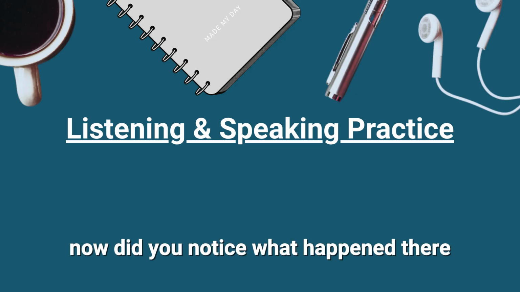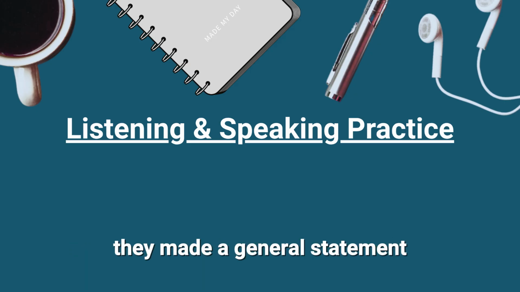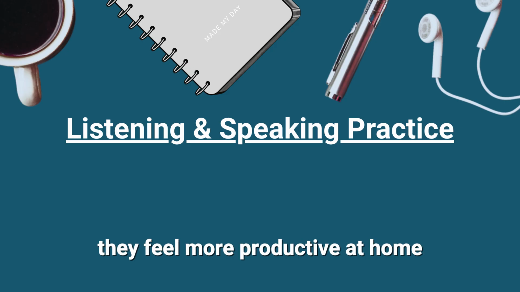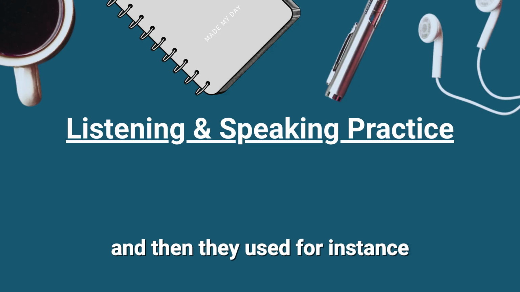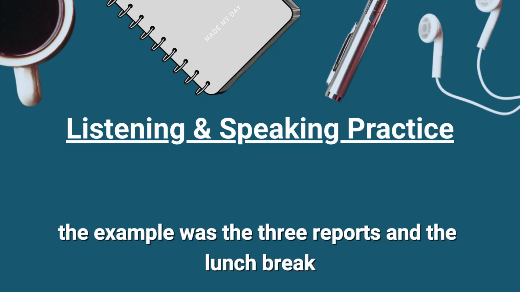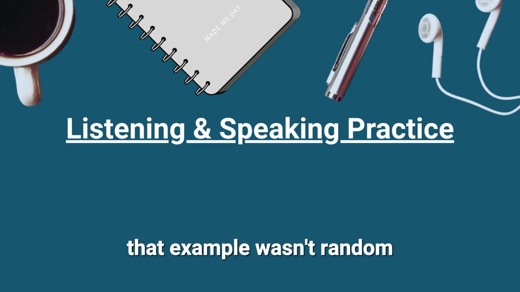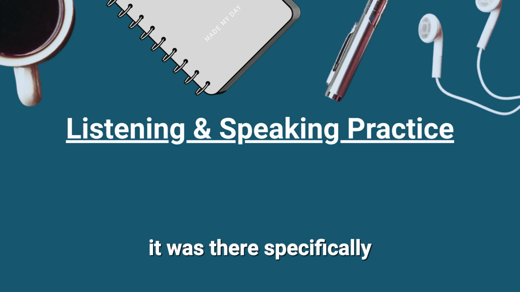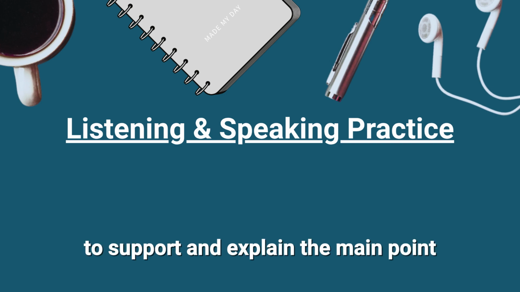Now, did you notice what happened there? They made a general statement. They feel more productive at home. And then they used "for instance" to signal an example. The example was the 3 reports and the lunch break. That example wasn't random. It was there specifically to support and explain the main point.